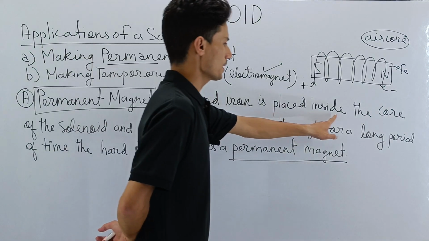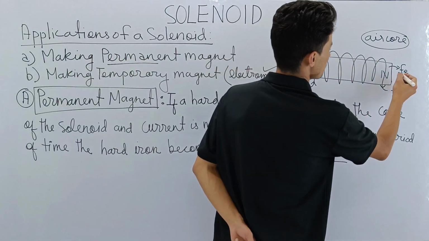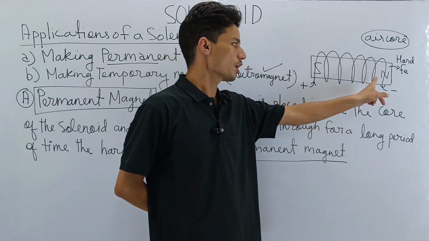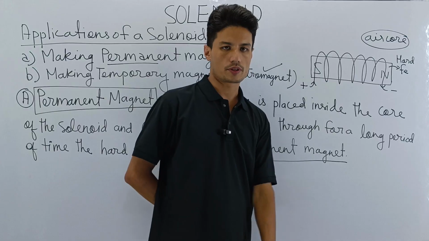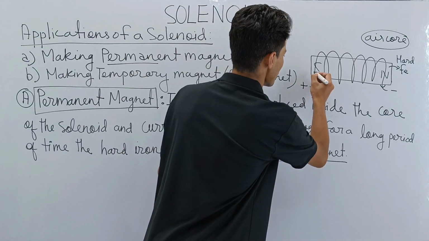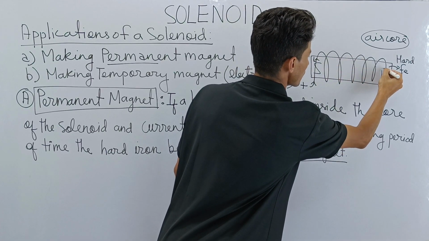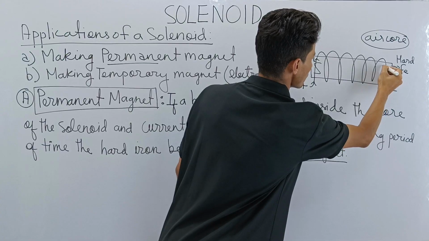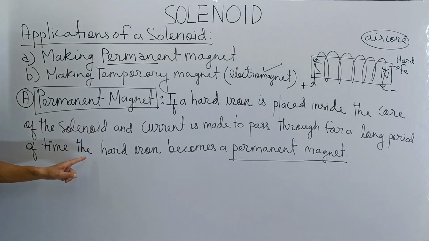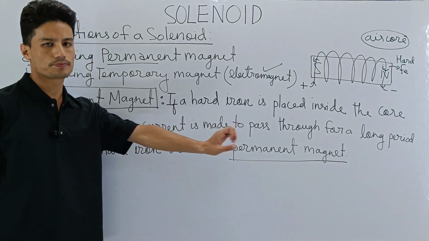If a hard iron is placed inside the core of the solenoid, so let this be the hard iron. So a hard iron is now made the core of the solenoid, and current is made to pass through. So current is traveling here, and then current will exit out. So we have current passing through the hard iron for a long period of time. Remember.